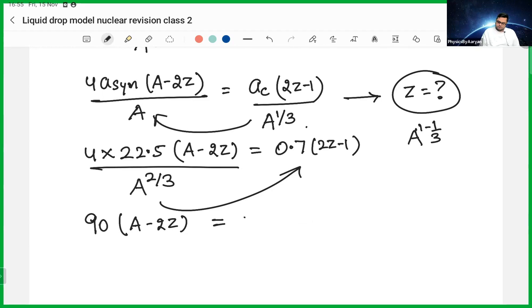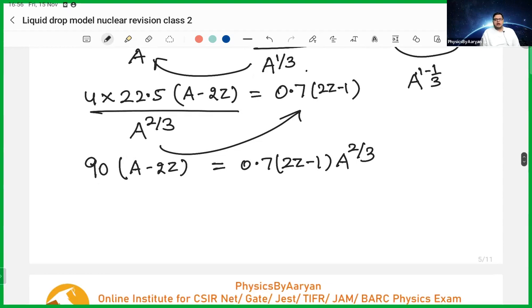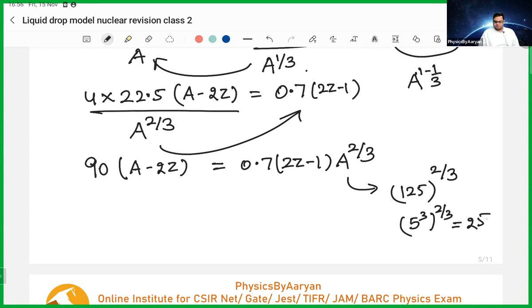Abhi 0.7 we can keep outside. 2z minus 1 into A2 by 3. Again a little bit more simplification happens. So 125, what will this give you? 125 की power 2 by 3. So I can write this as 5 का cube की power 2 by 3. So 3 and 3 cancel, 5 का square will be 25.